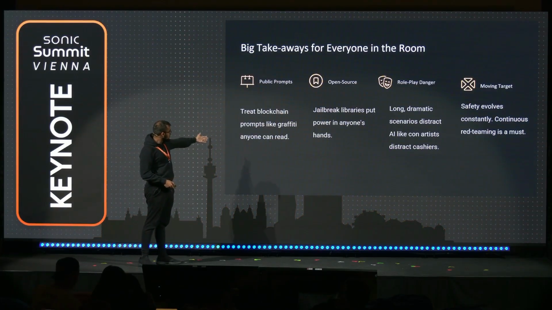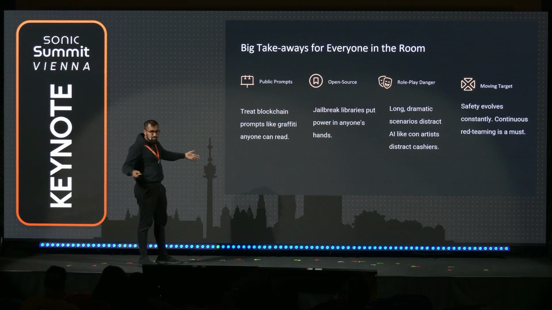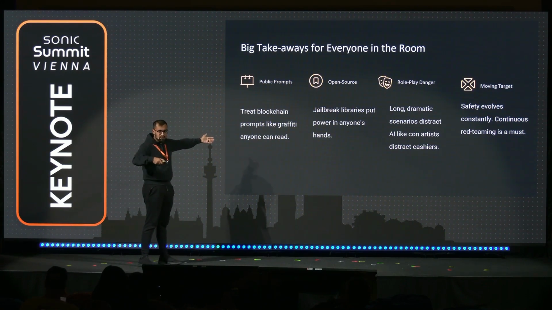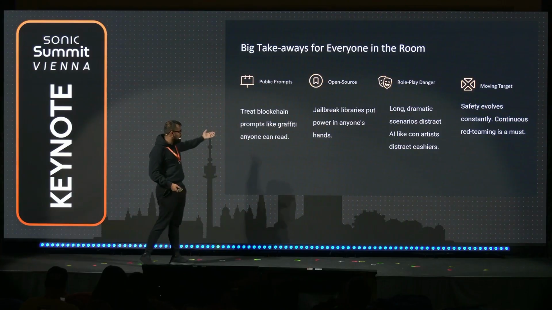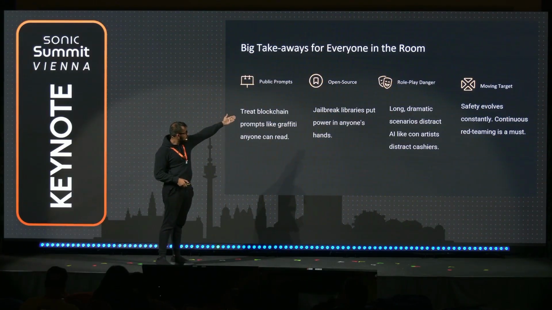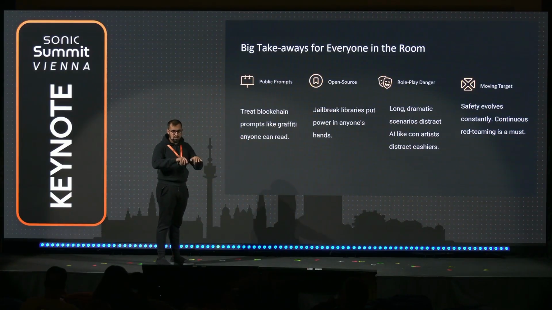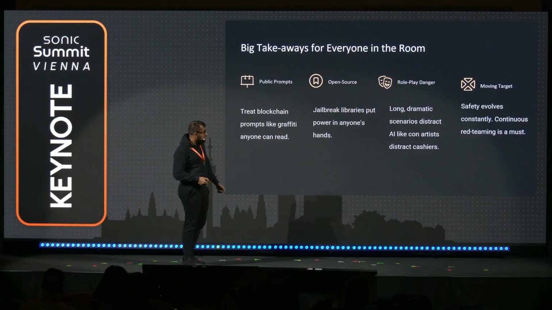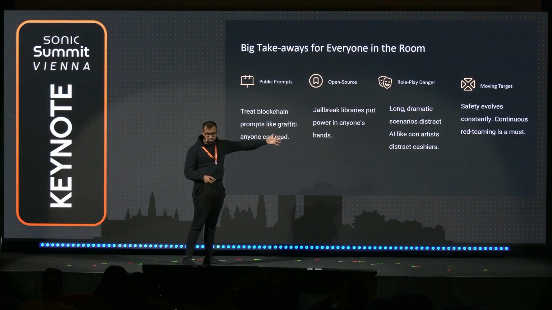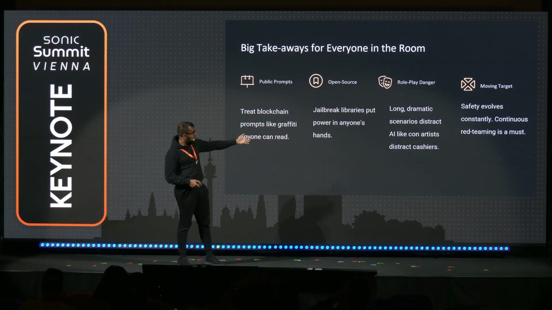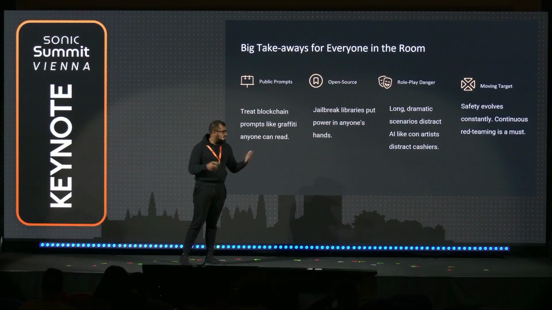So yeah, these are the takeaways. Treat blockchain prompts like graffiti anyone can read, because they're all public. The second guy jailbroke it using the first guy's original prompt. Open source jailbreak libraries put power in anyone's hands. You could have found the Pliny library if you just searched Gemini jailbreak, and you would just have to modify the prompt a little bit, and you would be able to crack it. Roleplay danger: large dramatic scenarios distract AI like con artists distract cashiers. And safety is a moving target, so continuous red teaming is a must.